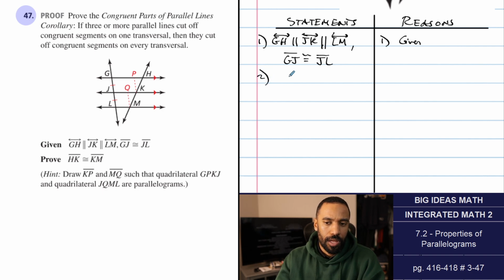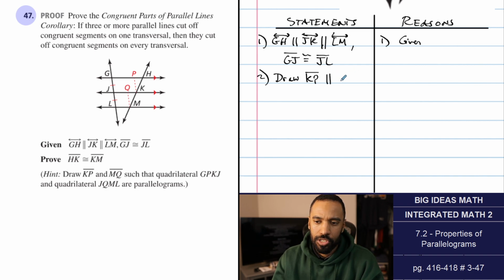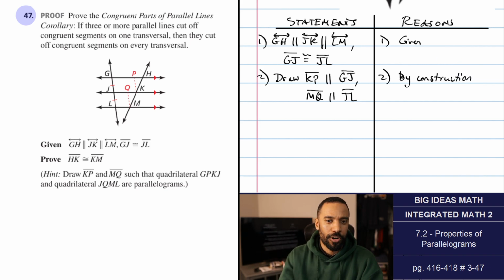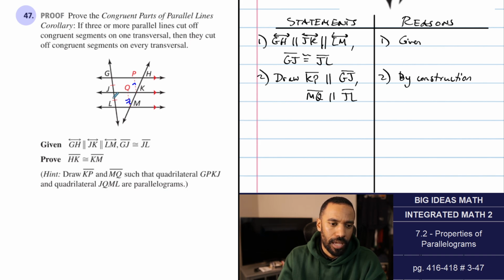2, draw KP parallel to GJ and MQ parallel to JL. This is by construction. So we're drawing ourselves new points there. We're going to force parallelness out of them. So boom and boom.